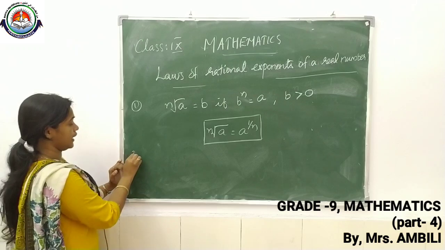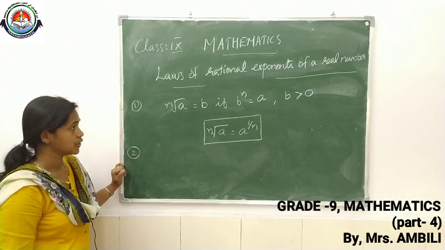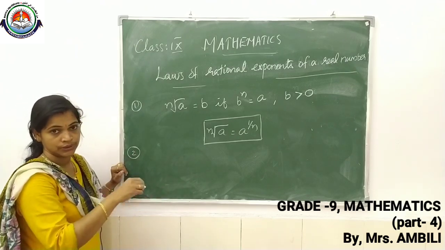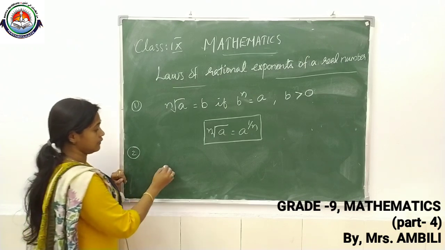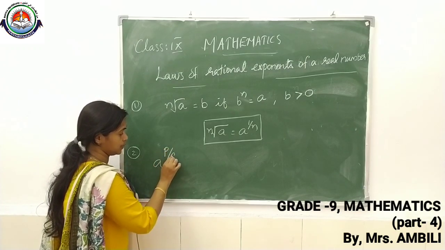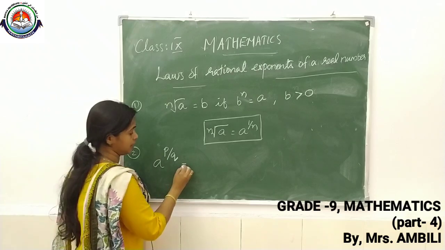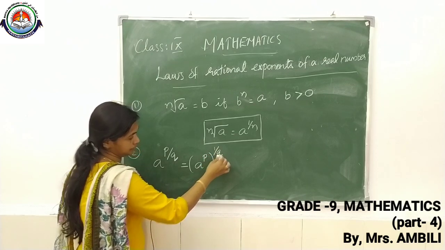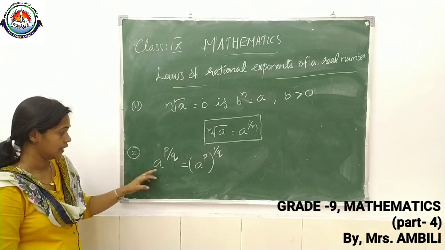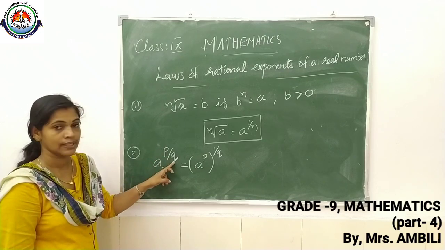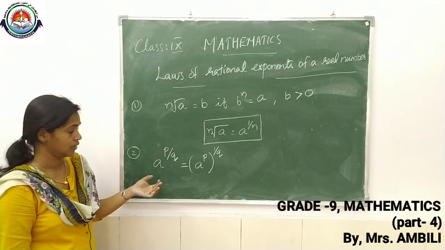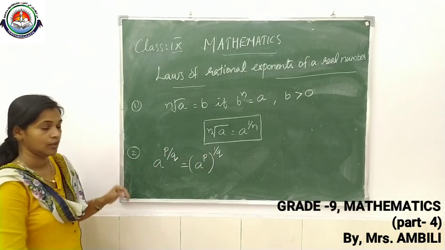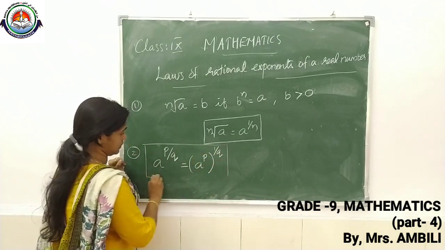The next, second one: let a greater than 0 be a real number, and p by q is a rational number. Then we can write a raised to p by q as a raised to p the whole raised to 1 by q. Here a is a real number, p by q is a rational number and q not equal to 0. Then we can write a raised to p by q equal to a raised to p the whole raised to 1 by q. Okay. That also in one box.